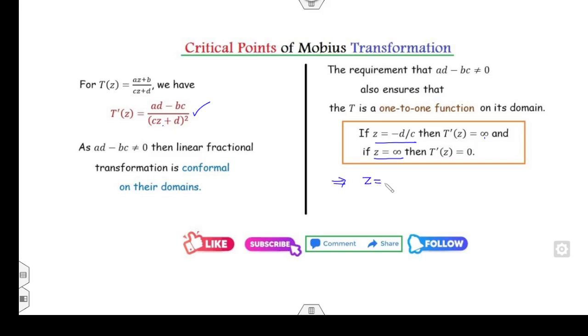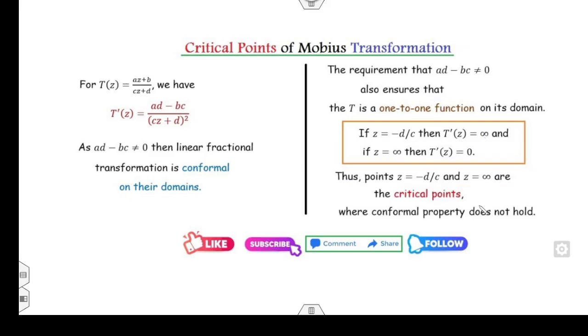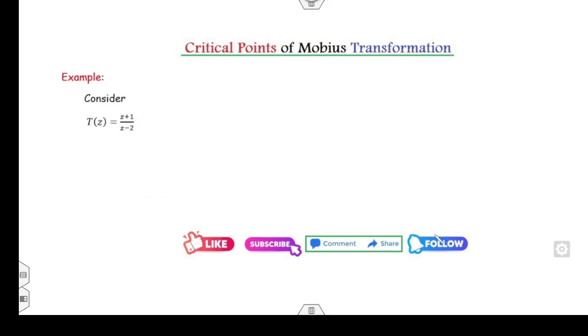That means z is equal to infinity, and minus d over c are the critical points, but they are critical points in the extended complex plane, not in the finite complex plane. For example, if you consider, now you can see that the function is not defined. So unless it is given, the function is always from the finite complex plane to the finite complex plane.